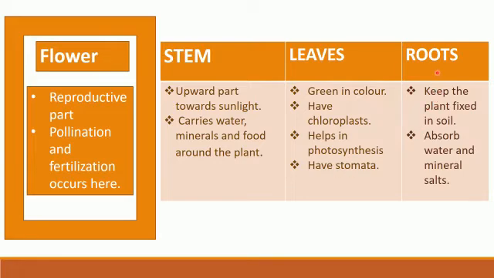Then we have the roots. Roots are those parts of the plant which grow below the soil. They not only keep the plant fixed in the soil, but they also help in the absorption of water and mineral salts from the soil because they have hair-like structures called the root hairs.